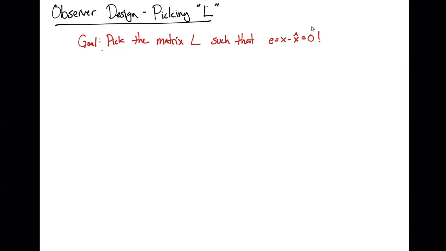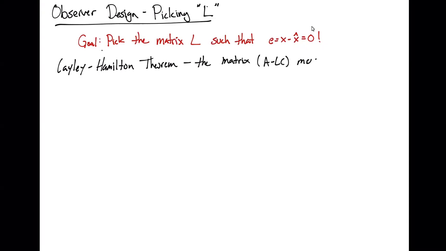So to do this, we can use this theorem, this result called the Cayley-Hamilton theorem, which essentially says the matrix A minus LC must satisfy its own characteristic equation.